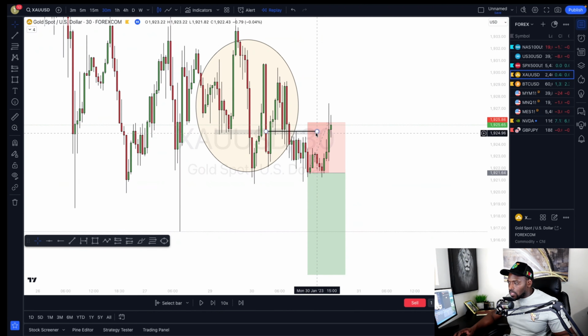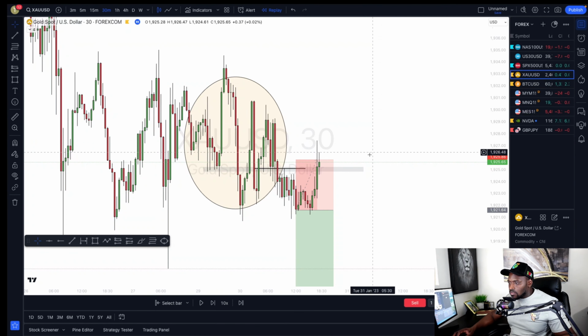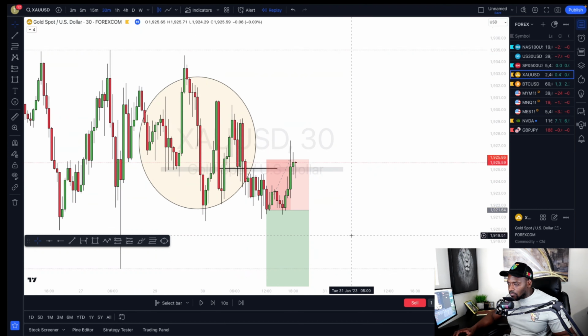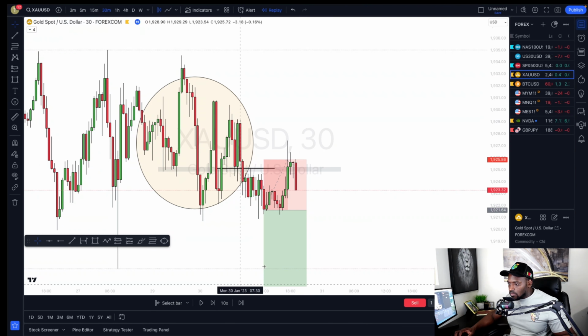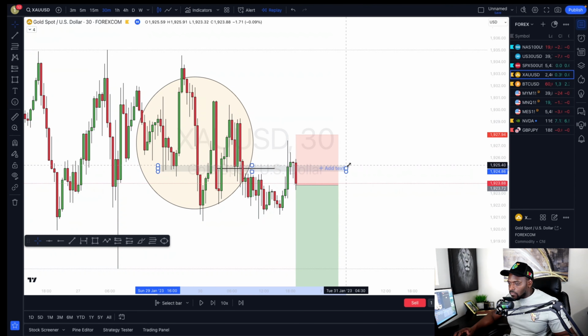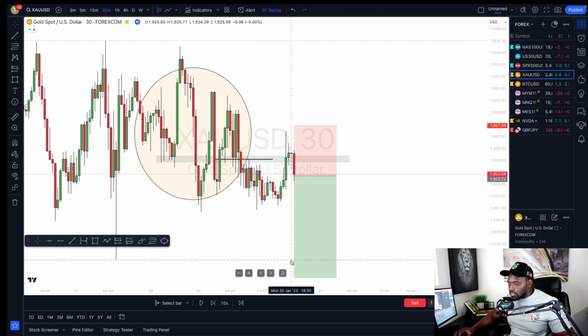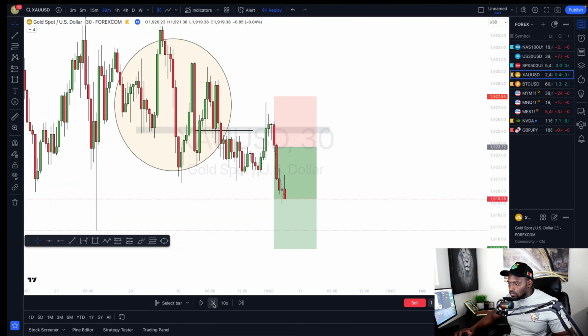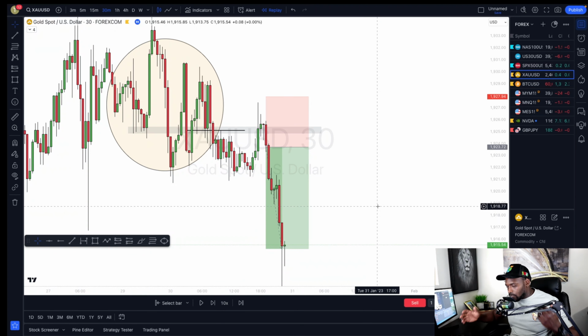Oh, that one didn't work out. But we've come back and it looks like we're rejecting the level. So let's see. Remember, not everything is going to work perfectly. Boom. There it was. Should have waited for the retest, right? Should have waited for the retest and rejection. So now let's see if we get another. Boom. There you have it.